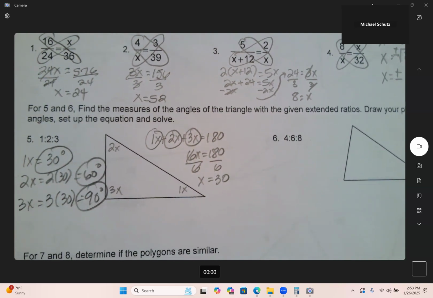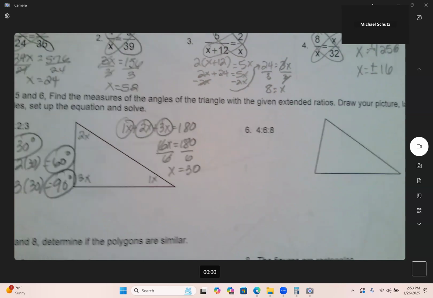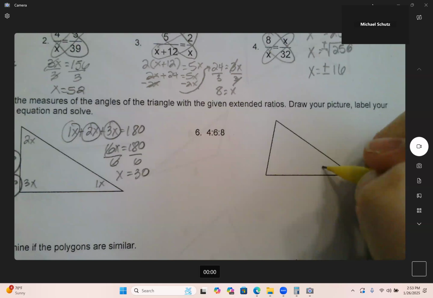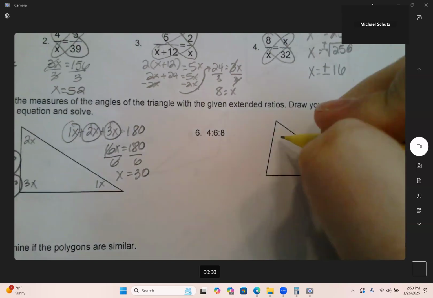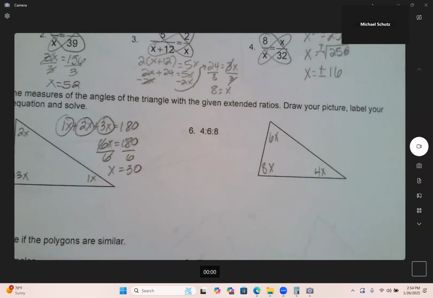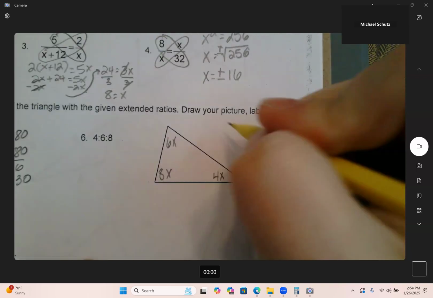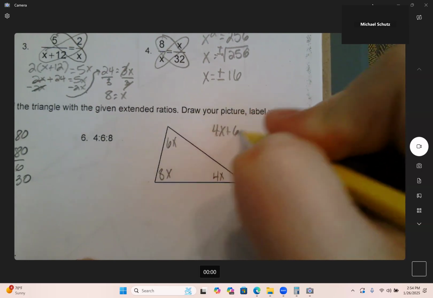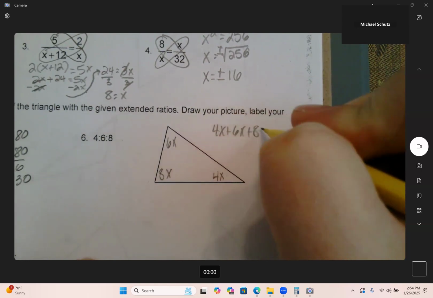All right, on number 6, we have 4, 6, and 8 as our ratio. So the smaller angle is 4x. The next smaller would be 6x, and then we have 8x. Okay, so my equation is going to be 4x plus 6x plus 8x equals 180.